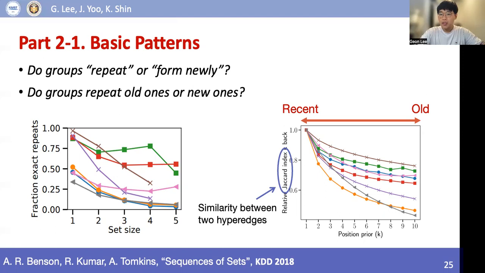The answer to this question is on the right-hand side figure. The x-axis represents how recently the previous hyperedges appeared, and the y-axis represents the similarity between the new hyperedge and the previous hyperedges. We can see that the similarity with the recently appeared hyperedges is typically larger than that with old ones, implying that hyperedges in real-world hypergraphs tend to repeat recently arrived hyperedges.